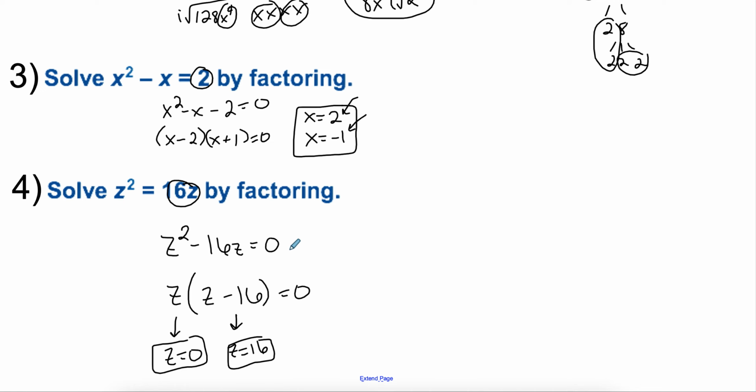All right, that's solving by factoring. We'll hit that again in the next lesson. All right.